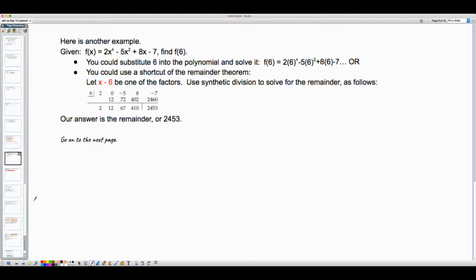Let's look at another example. Here's one. Notice it doesn't have an x cubed term. If it doesn't have an x cubed term, you need to have a number there representing that. So I have 2, I'm going to put 0 for the x cubed, -5 for the x squared, 8 for the x, and -7. And we want to evaluate it when x is 6. That means that one of our factors is going to be x minus 6. Remember when you do the factors, how they all equal 0, so that x is equal to 6? So I'm going to plug in 6 here, and I'll put this over to the side.